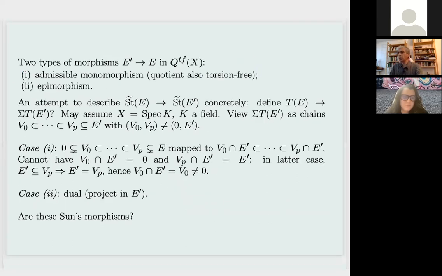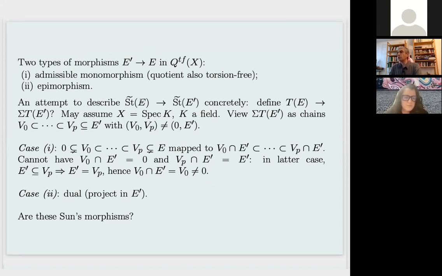Yes. So you have to understand that in the Q construction of Quillen, there are 2 types of morphisms from E prime to E. There are admissible monomorphisms, and you want the quotient to be also torsion-free, but in any case, at this level, you can work on the function field of X. You can imagine that X is the spectrum of the field. And then there are epimorphisms. So here's my attempt to describe these maps concretely.